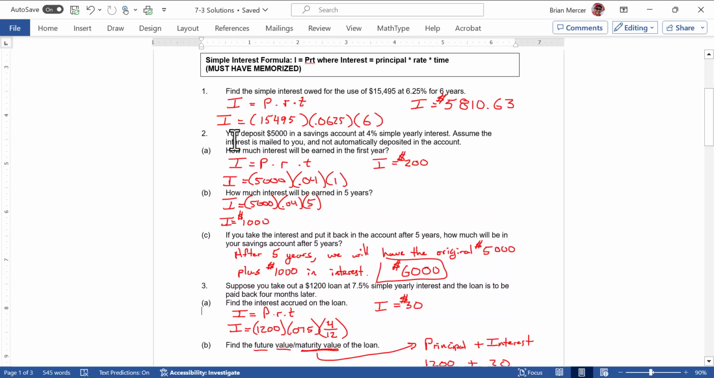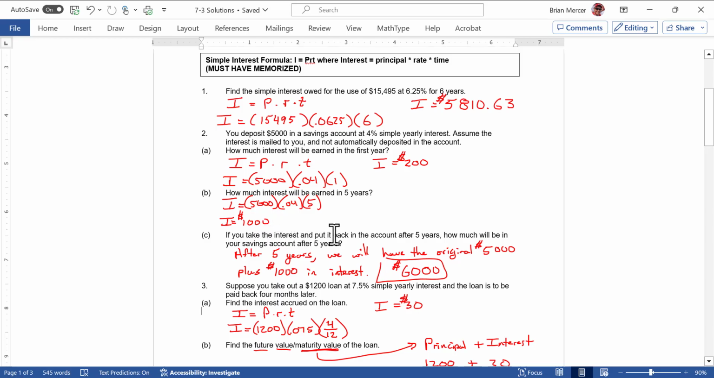The second one says if you deposit $5,000 in a savings account at 4% simple yearly interest, assume that interest is mailed to you, not deposited back in the account. So in other words, how much interest will you earn in the first year? For 1 year, principal times rate times time. So 4% is 0.04 times 1 year. So that'd be $200. So in 5 years, that's 5,000 times 0.04 times 5. There's $1,000. So after 5 years, you'll have $1,000.